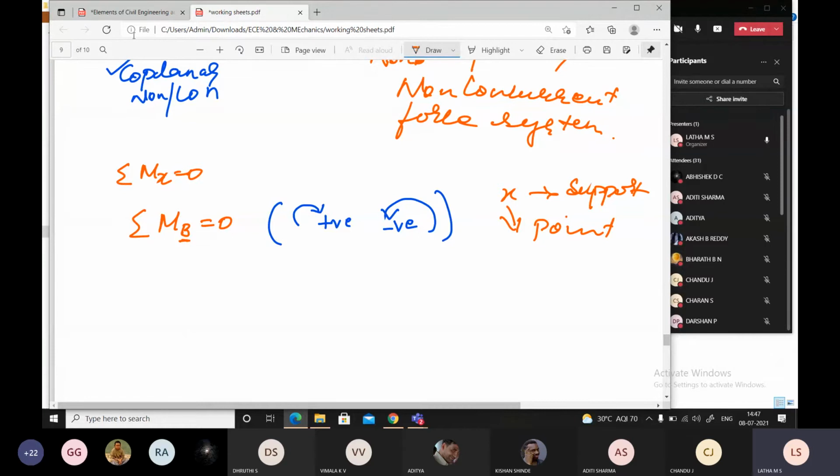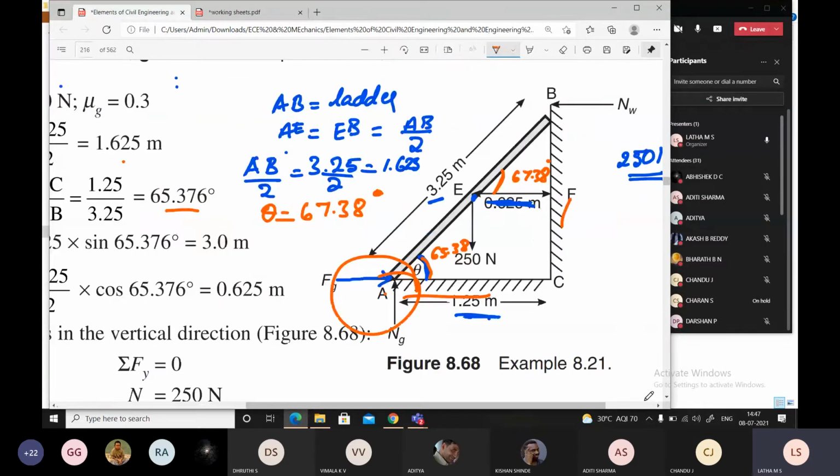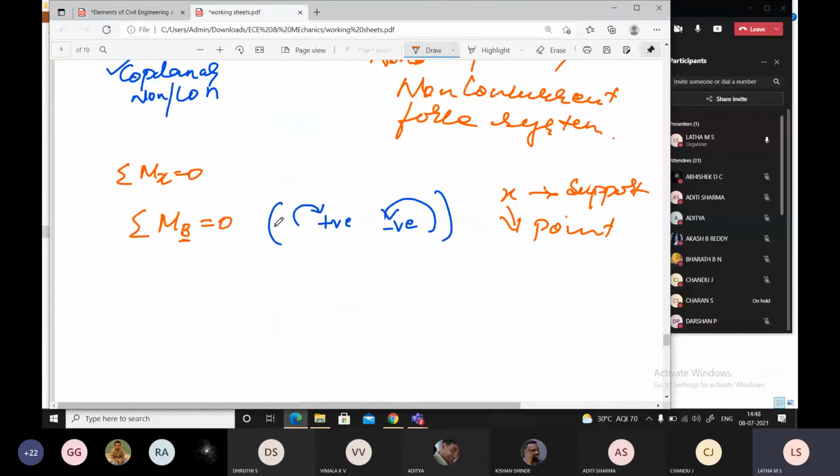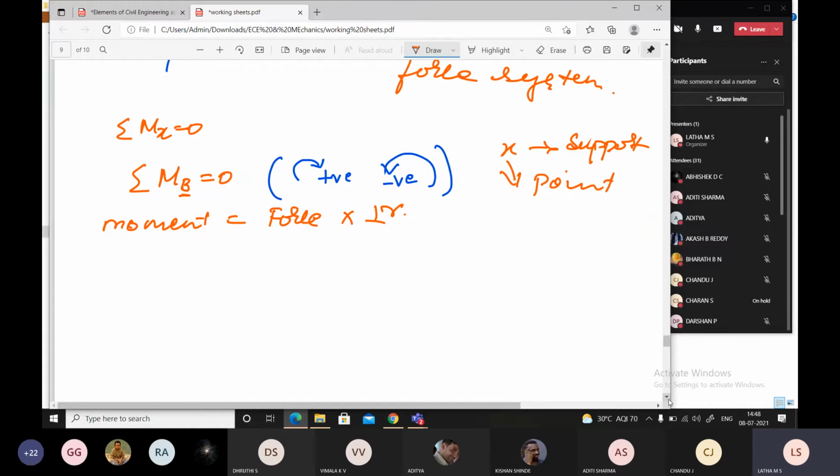Where is point B in the problem? The point B is here. Can you see? The point B is here. Now, for moment taking, moment is what, students? What is the definition? Moment is equal to force into perpendicular distance. Now, how to take the moment? Clockwise is positive, anti-clockwise is negative. Further, I'll explain while doing the steps. I think something is there in your mind with this discussion.